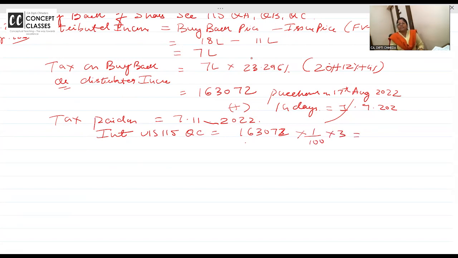Ma'am, it's not 3 months, it's part of the month also. 7th November, for the whole November month you have to pay. How much is it coming? Yeah, calculate and tell me how much it is coming. Fast. 163,072 into 1% into 3. 4892. Decimals we have to ignore. 4892 is the interest amount you have to pay.